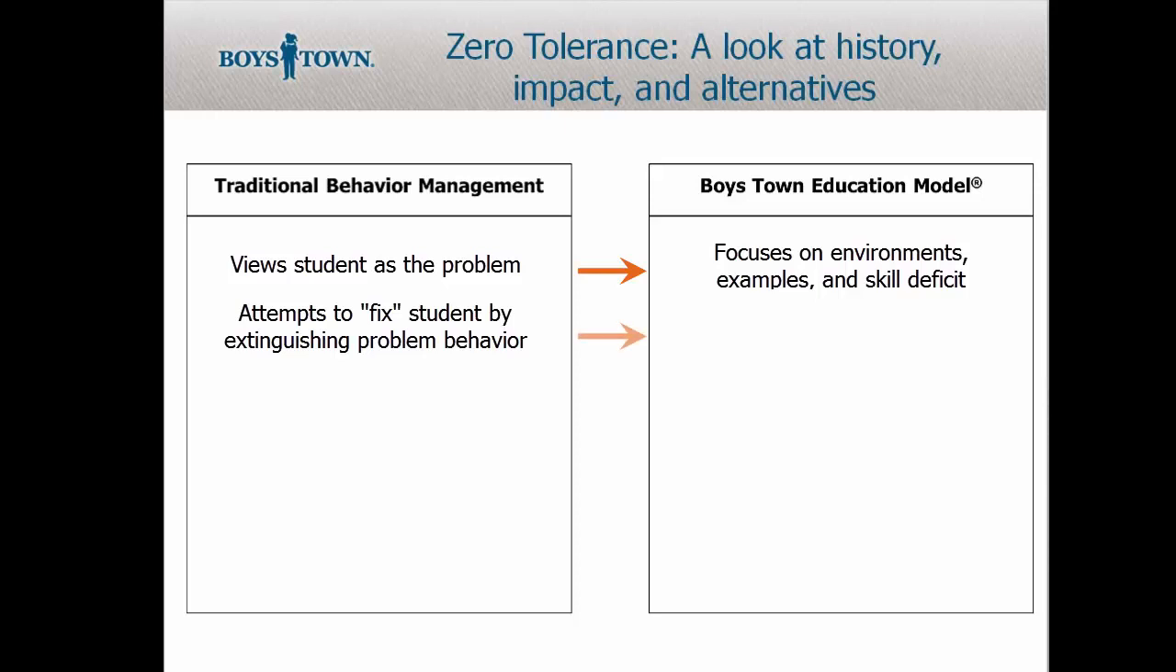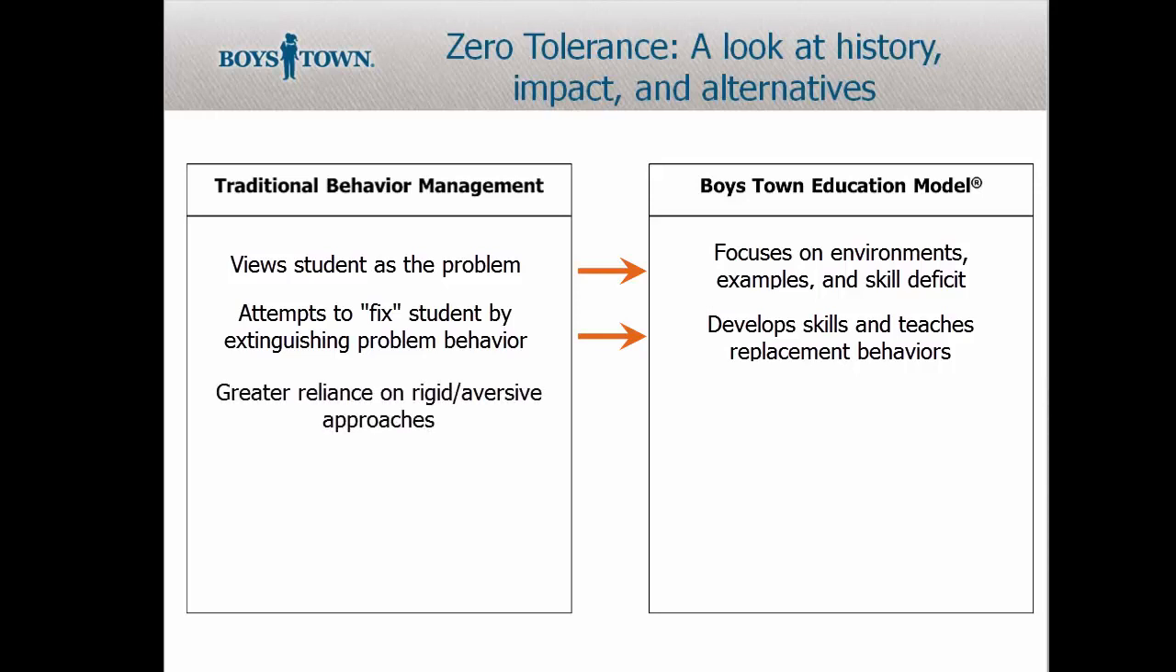In more proactive approaches, we want to help the child develop the skills that are necessary for them to be successful in social interactions. Traditional behavior management approaches generally rely on rigid and aversive approaches, generally looking at a lot of punishment and consequences, where a more proactive approach looks more at the emphasis on positive reinforcements and shifting from that reliance on aversion to focusing on the positive. So really trying to increase reinforcements for kids.